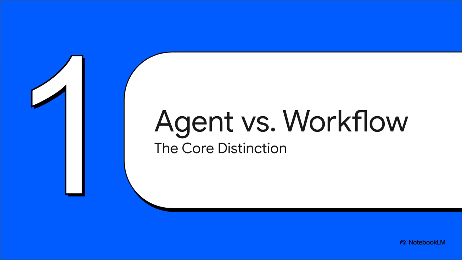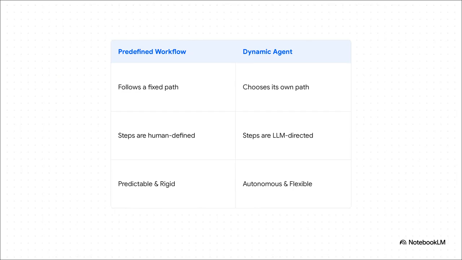Section 1, agent versus a predefined workflow. And this is really the core distinction. So this slide really gets to the heart of a huge shift in control. A predefined workflow, think of it like a train on a fixed track, right? Every single step is laid out by a human, it's super predictable, but it's also really rigid. Now, a dynamic agent, that's more like a self-driving car navigating a busy city. It's autonomous, it's flexible, and the AI itself is in the driver's seat, figuring out the best path as it goes.